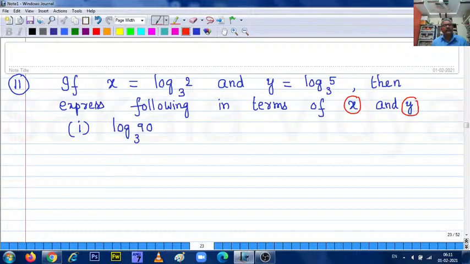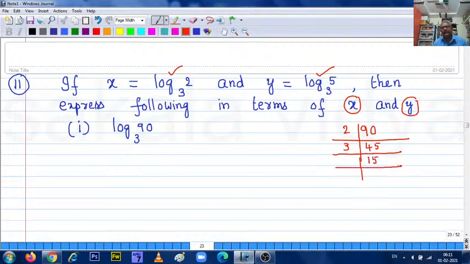That means first of all we need to express it in terms of log 2 to the base 3 and log 5 to the base 3, so that we can replace log 2 base 3 by x and log 5 to the base 3 by y. That means we need to find the prime factors of 90. So first start with 2: 2 times 45. Now 45 cannot be divisible by 2. Try with 3: 3 times 15. Again 3 times 5. Stop, 5 is a prime number. That means 90 can be written as 2 power 1, 3 square, into 5. So now the solution follows like this.